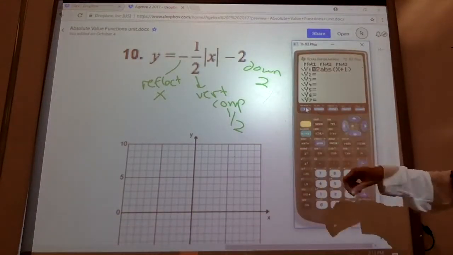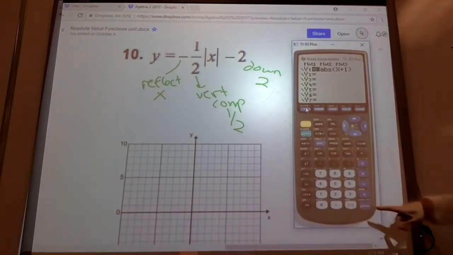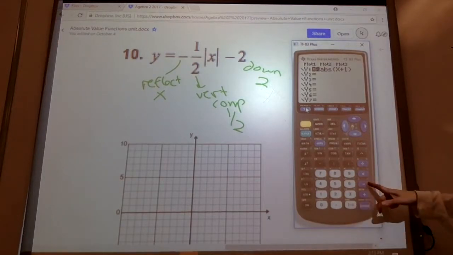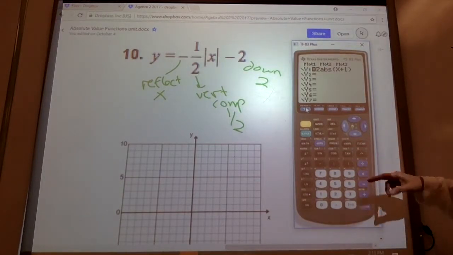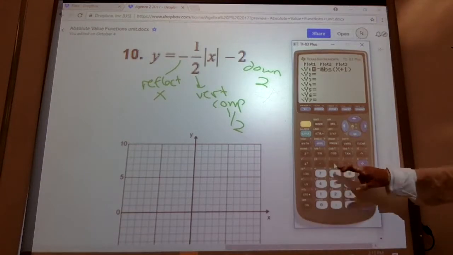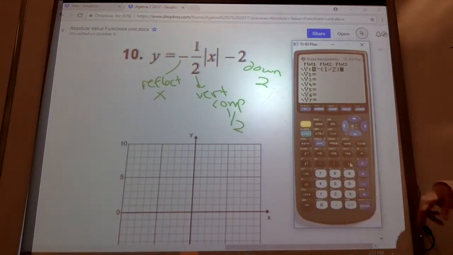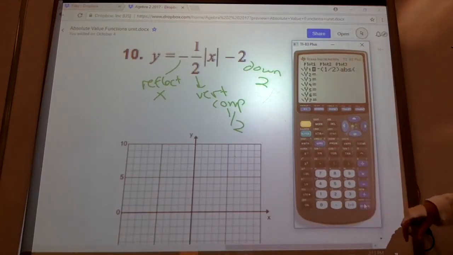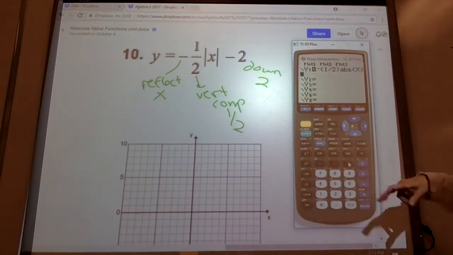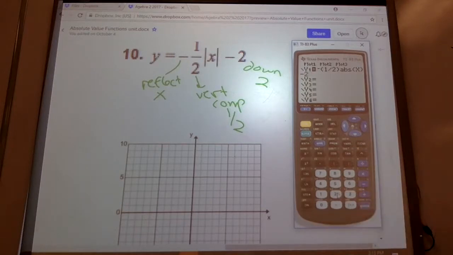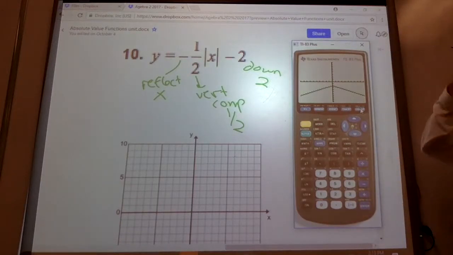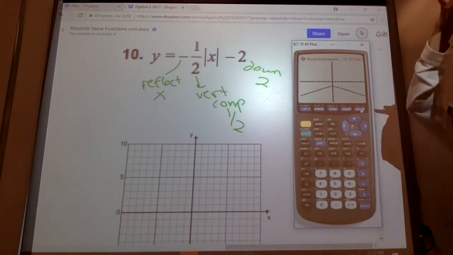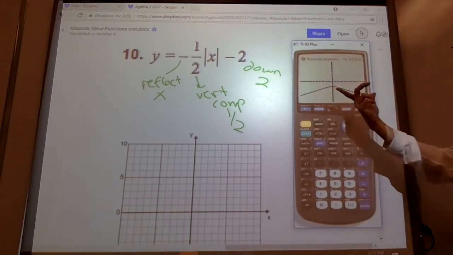Y equals, I would go negative, right? There's a difference between your negative sign and subtraction sign. You want to use your negative sign here. And then parenthesis 1 divided by 2. Absolute value, so math, num, abs of x. And then minus 2. Graph. So you should see it reflected, it's opening down. It's fatter because it got squashed, it got compressed, so it's wider, okay?